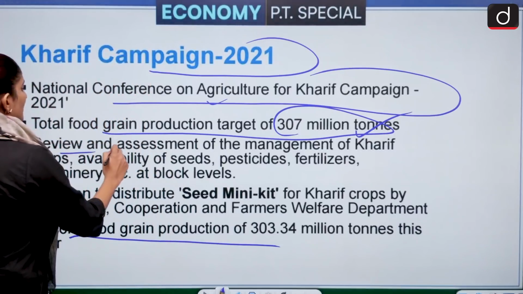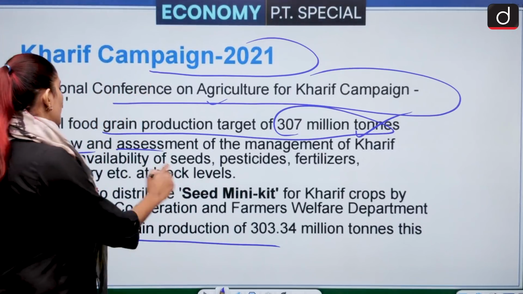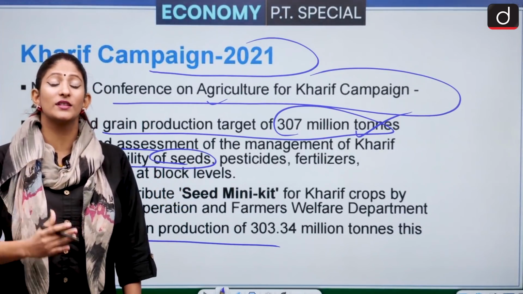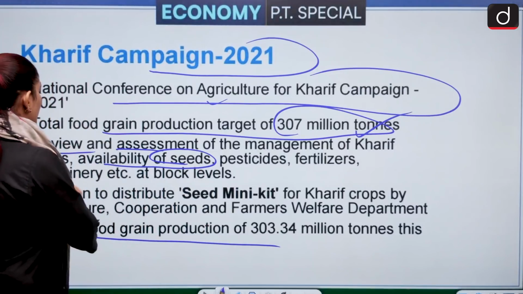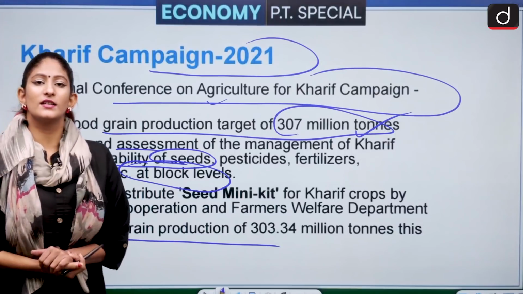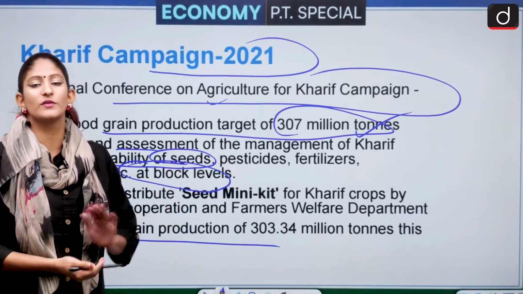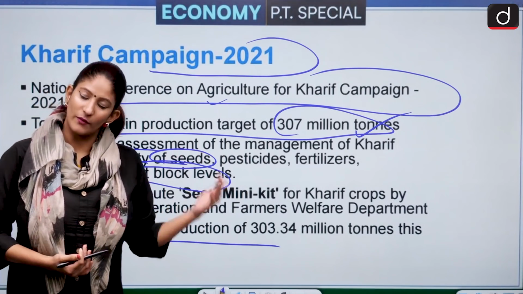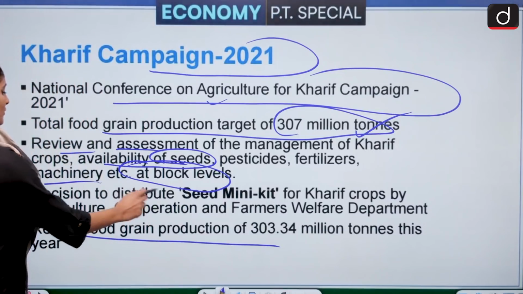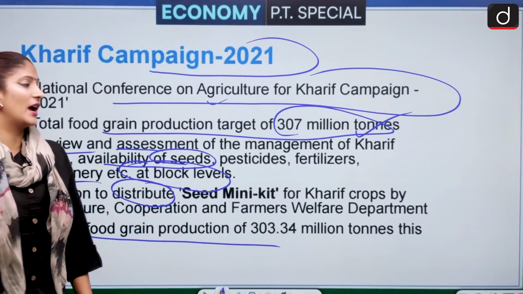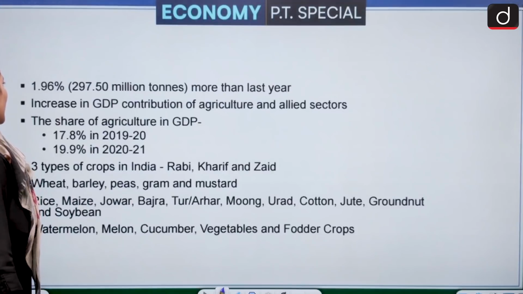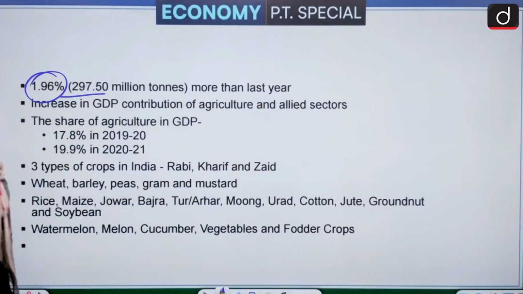So, review and assessment of the management of Kharif crops. What is the availability of seeds, the usage and minimization of pesticides, the usage and optimization of fertilizer, along with the machinery at block levels. These things were discussed, and in order to understand the climate resistance of the crops, this was also one of the things discussed. A decision to distribute seed mini kits for Kharif crops by the Agriculture, Cooperation and Farmers Welfare Department has also been made. And 1.96%, that is 297.50 million tons more than last year, has been produced.